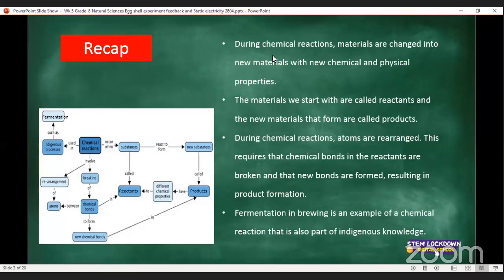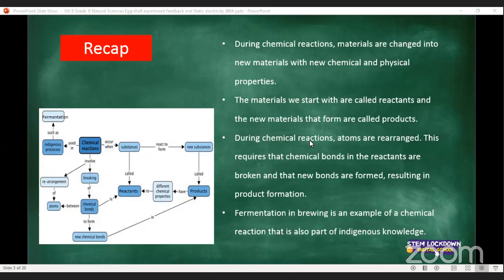So we discussed that during chemical reactions, materials are changed into new materials with new chemical and physical properties. That basically means that during a chemical reaction, you have your reactants and you have your product. These materials change their state because of the reaction. The materials we start with are the reactants. The reactants make up new materials when they react together, and these are called products.